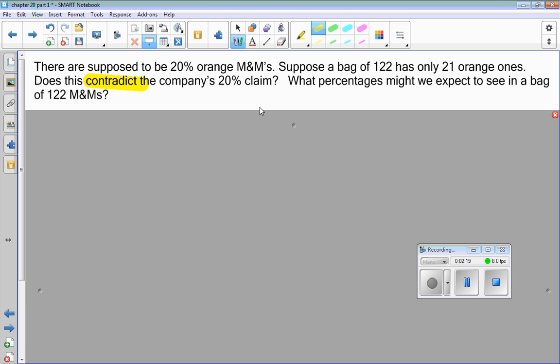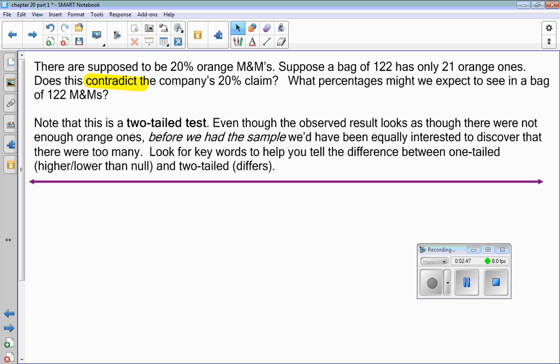So when we're talking about something that's different from, it's not what we call a one-tailed test. Every example we've looked at up to this point has always been in one direction or the other. It's always been greater than or less than. But here we're going to do something called a two-tailed test, because of that word contradict. I don't know if it's greater or less than. I just know it's not 20. So it is a two-tailed test.